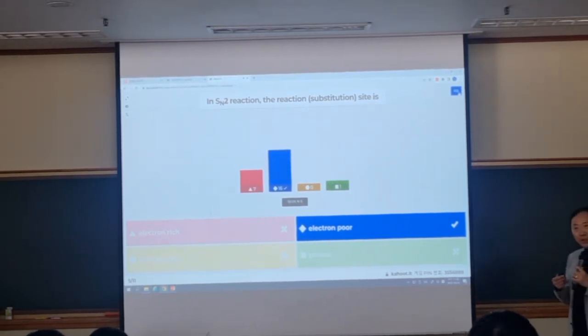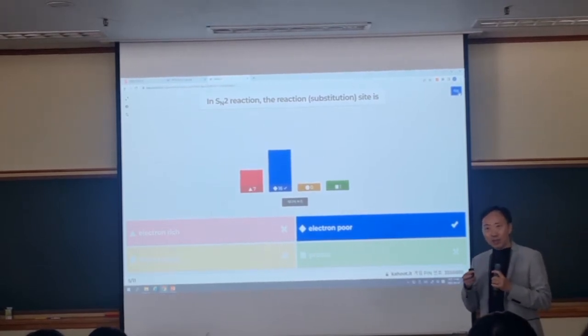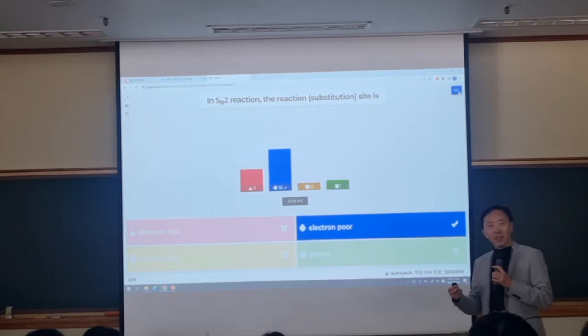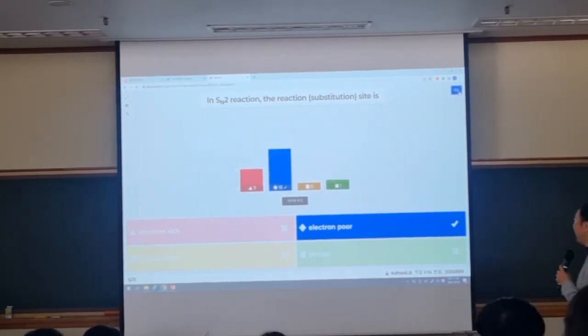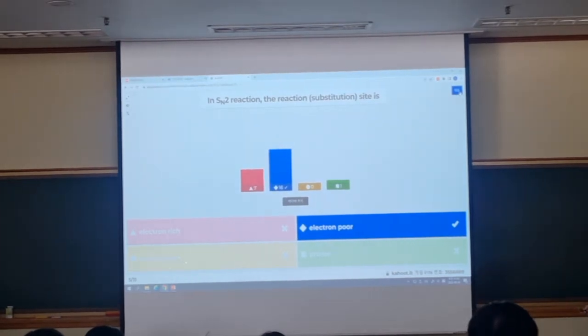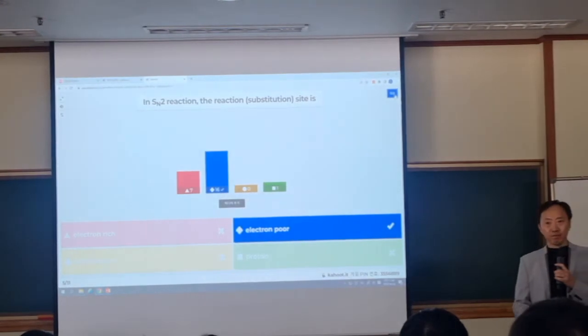This site has the leaving group, which draws electrons. So that side should be the electron-poor part, right? And the electron-rich nucleophile approaches and attacks. That position is a carbon center, not a heteroatom, not a proton. That's the electron-poor side.